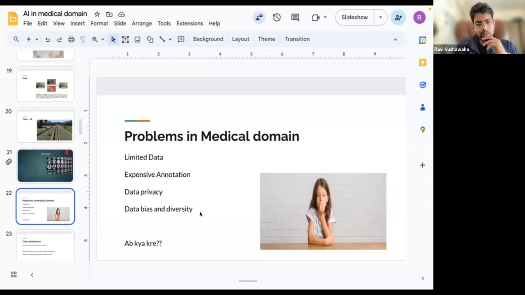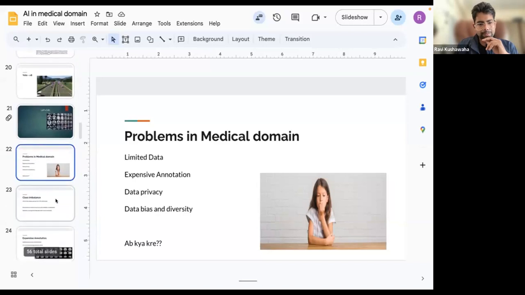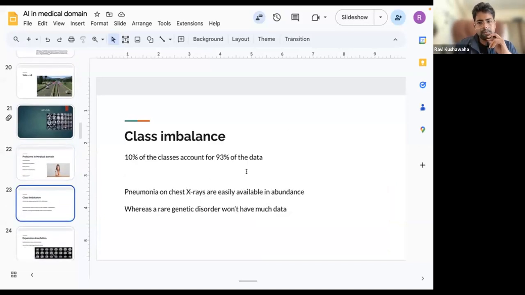So we have these problems that we need to sort out in order to obtain good accuracy on the medical image set. The first problem is the class imbalance problem. What this tells is that 10% of the classes account for 93% of the data. So what about the remaining 90%? They have very less representation.